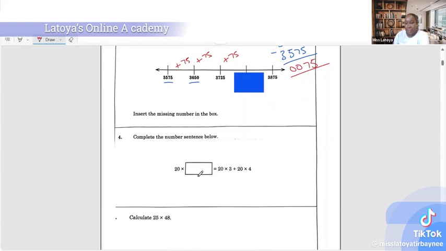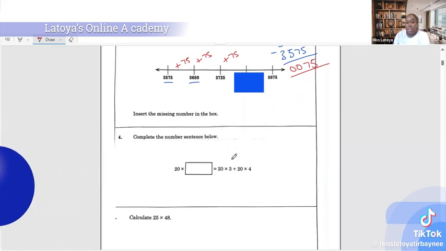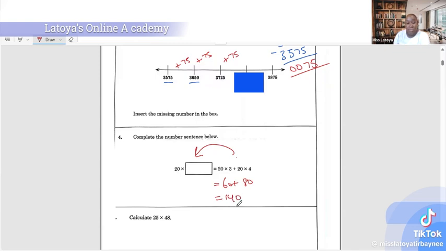Complete the number sentence below. So we have 20 multiplied by something is equal to 20 times 3 plus 20 times 4. The value on this side has to be equal to what is on this side. So let's work out this side. 20 times 3 is 60 plus 20 times 4 is 80. That gives us a total of 140. So what number multiplied by 20 will give us 140? If you're not sure, you could divide 140 by 20. This can cancel. 2 into 2 is 1. 2 into 14 is 7.